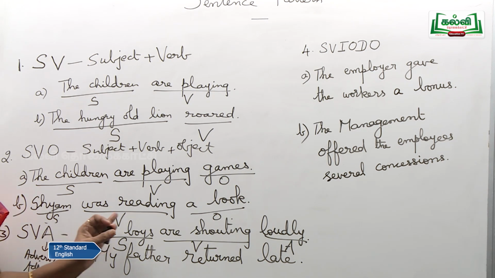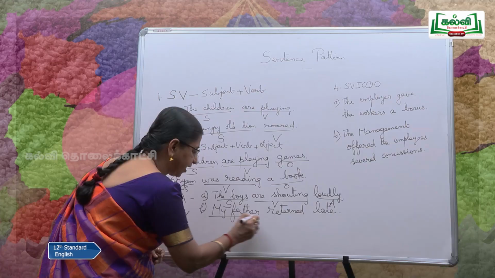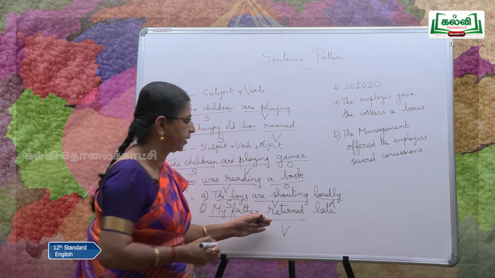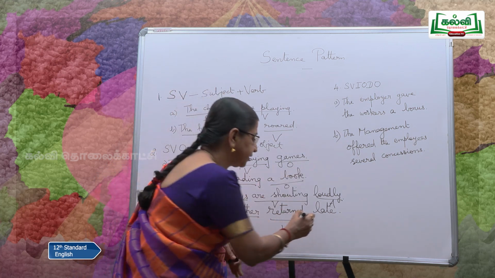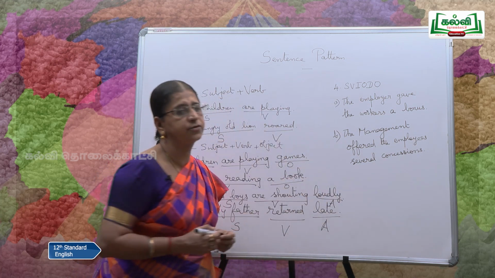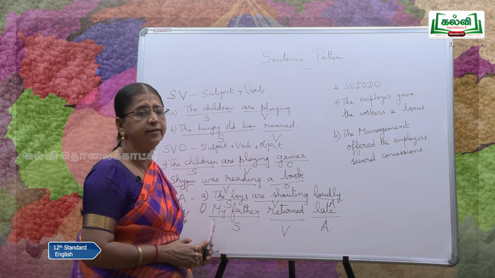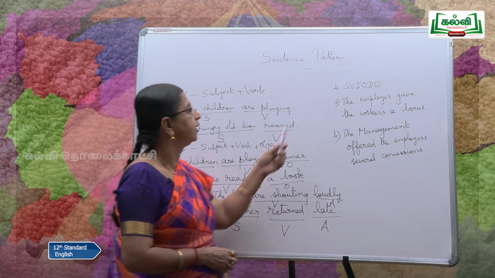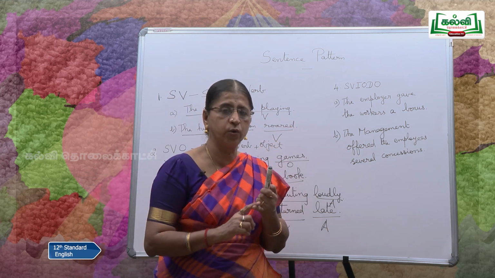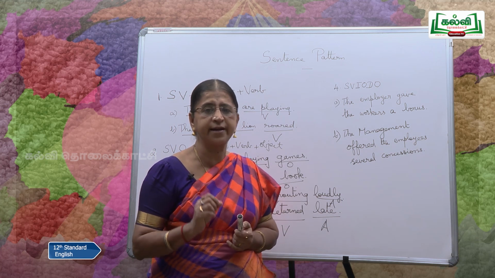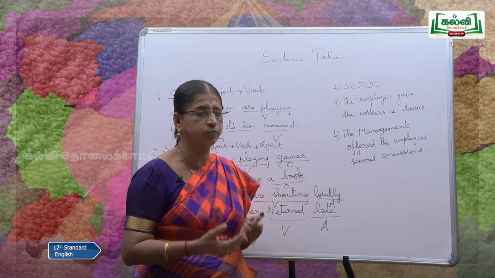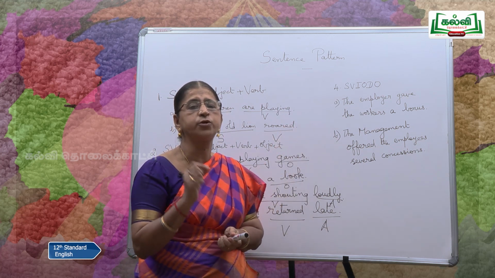The pattern is SVA. Now, who am I talking about in the next sentence? My father, subject. What did he do? Returned, verb. How did he return or when did he return? Late. So that is the adjunct. So again these two sentences are of the pattern SVA. Now, having done objects, we know that sometimes a sentence might have two objects. One is the direct object and the other is the indirect object. Put the question whom to the verb.